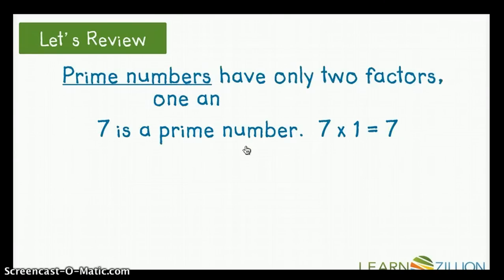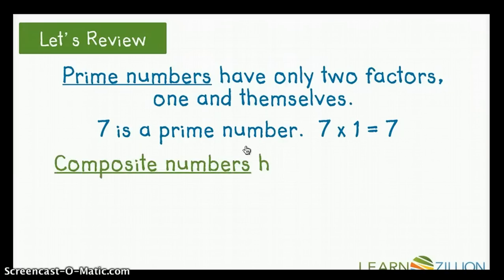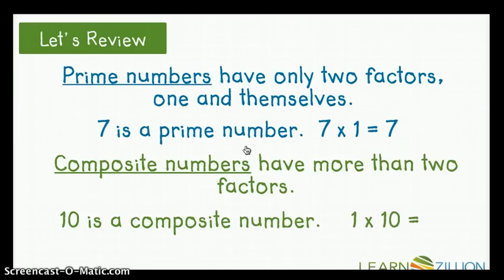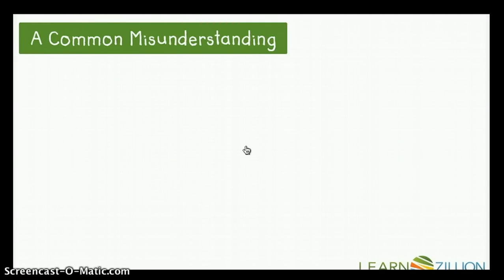Remember, prime numbers have only two factors, one and themselves. 7 is a prime number because 7 times 1 are the only whole number factors for 7. Composite numbers have more than two factors. 10 is a composite number because it has 4 factors.